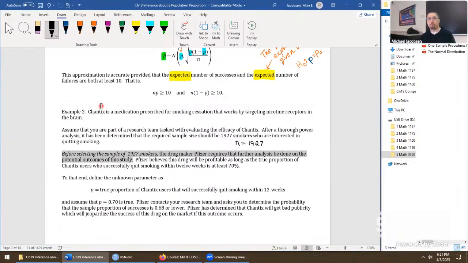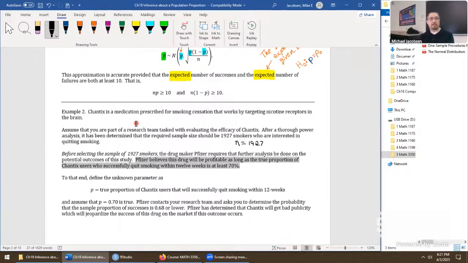Well, this is a categorical problem. The outcomes are smoking cessation works, it's a success, the person quit smoking, or it's a failure, the person did not quit smoking after taking the drug for the amount of time for whatever the course was on that drug. We're told Pfizer believes this drug will be profitable as long as the true population proportion of Chantix users who successfully quit smoking is at least 70%.